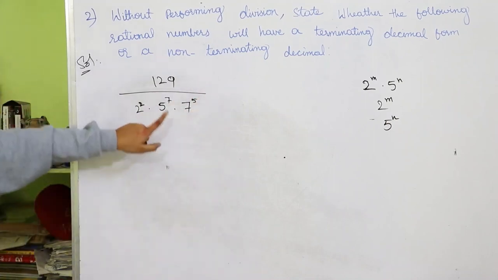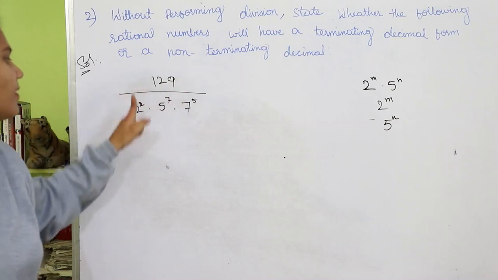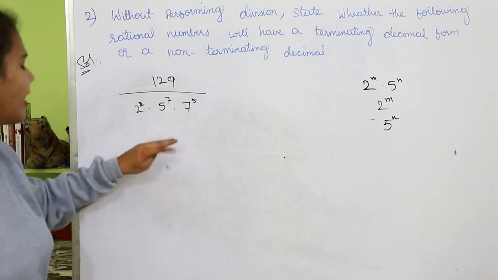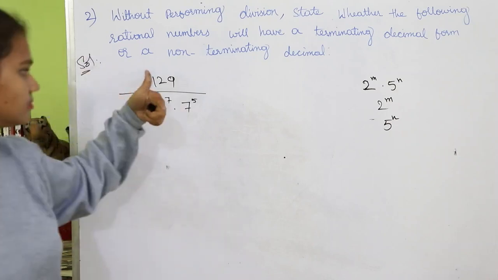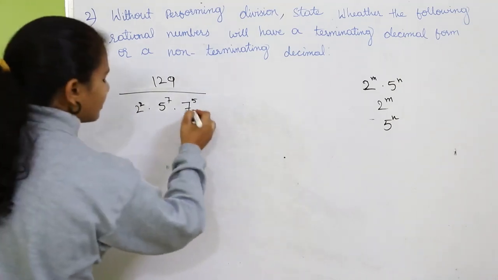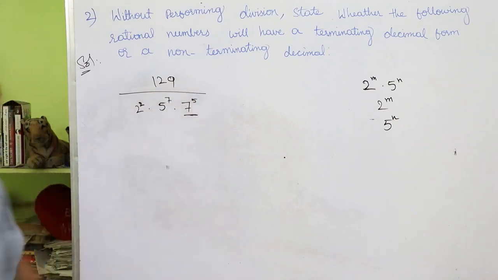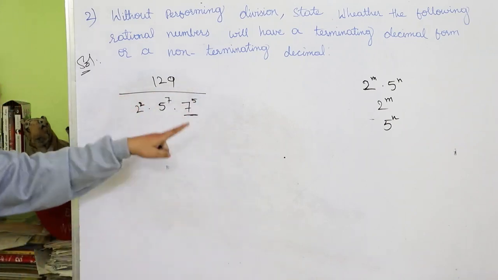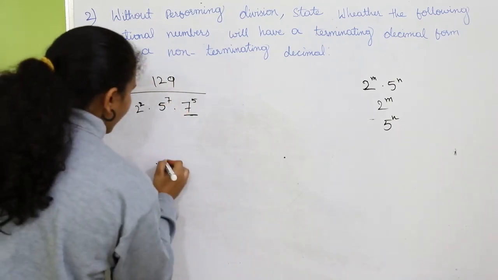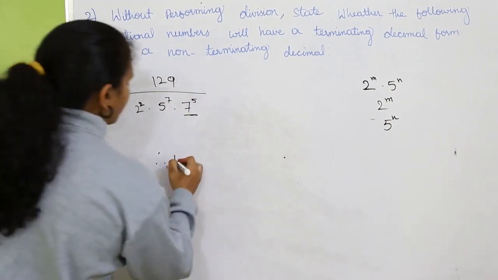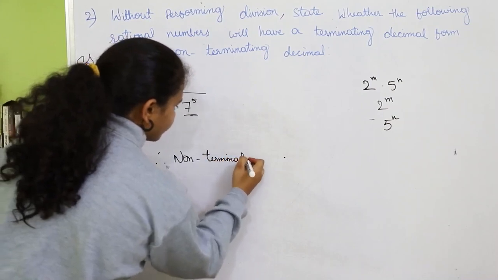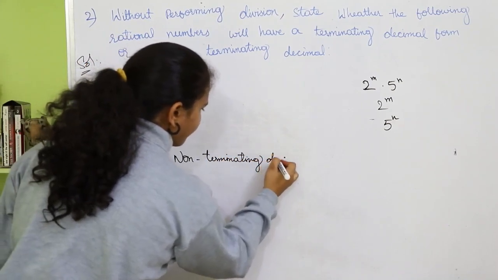But here they have given 7 power 5. So this is of the form 2 power m into 5 power n into 7 power something, okay? So this is not of the form 2 power m into 5 power n. Here you have the extra 7 power 5. If this were eliminated, then it would definitely become a terminating decimal. But here they have added 7 power 5 also. Therefore I can say this is a non-terminating decimal.